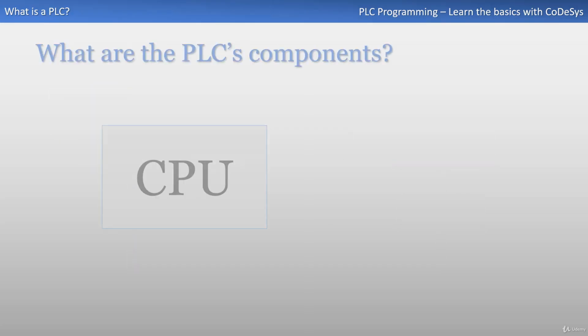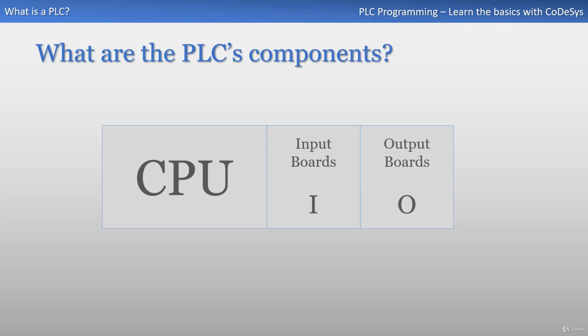What is a PLC made of? The core of the PLC is the CPU, the central processing unit, that is actually the brain of the industrial process. The CPU stores the PLC software and reads the values coming from the sensors using input boards and sends commands to the actuators using output boards. The union of input and output boards is typically called I/O.